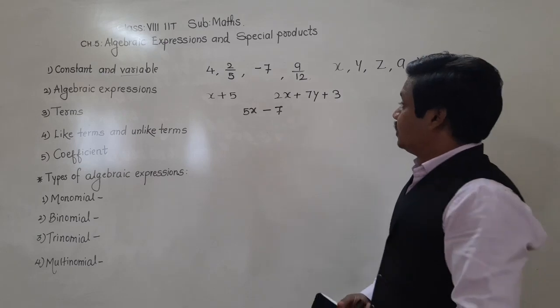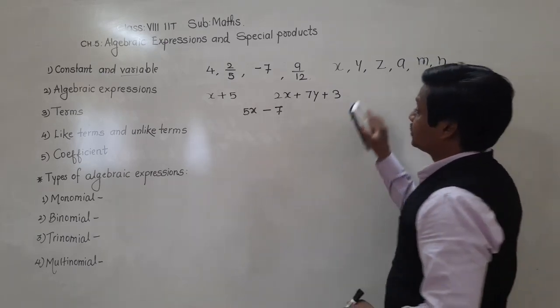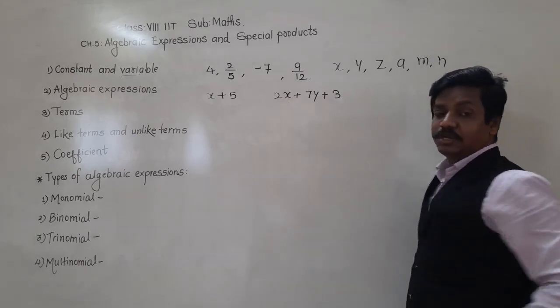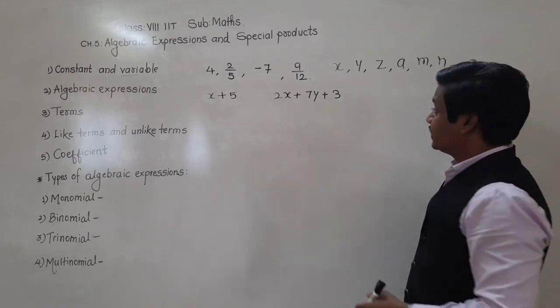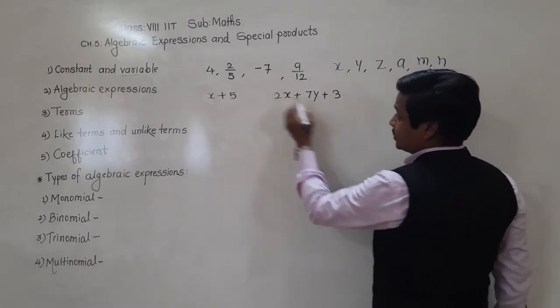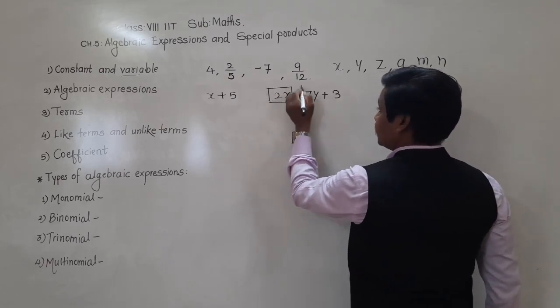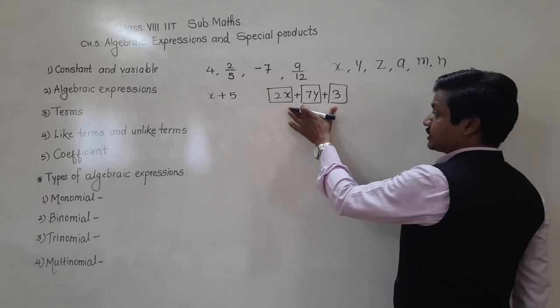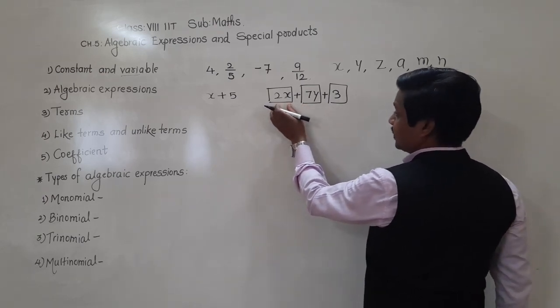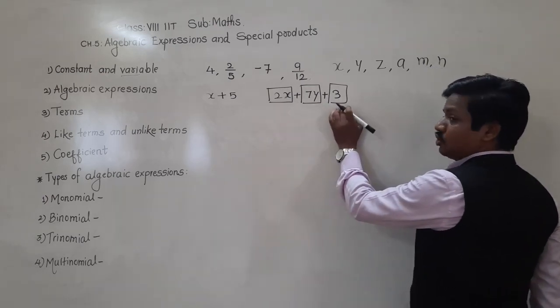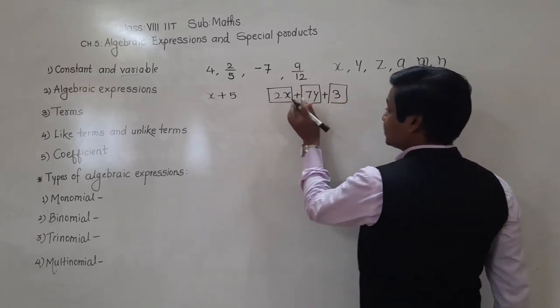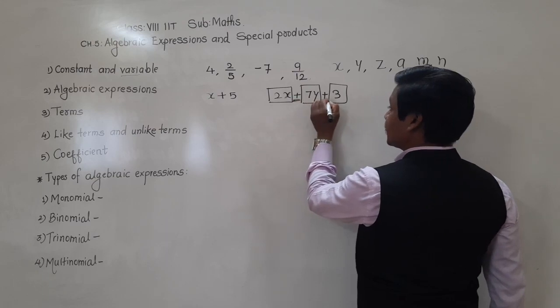Now, what are terms? Suppose this is an algebraic expression. In this, there are three parts: 1, 2, and 3. These are the three parts of the algebraic expression. This is a part with a variable. This is also a part with a variable. This is a constant. These three parts are connected or separated by this plus sign.